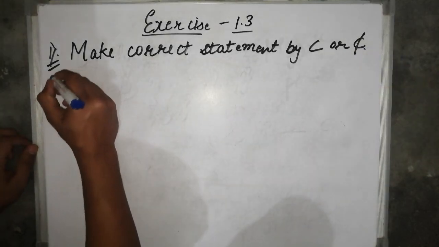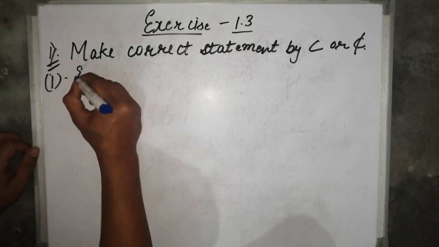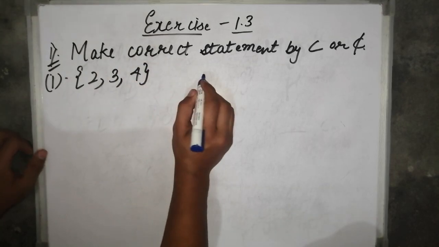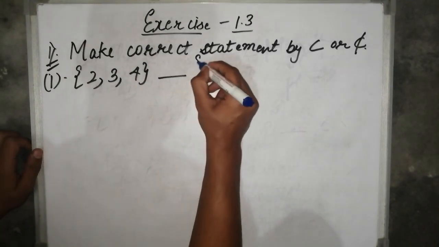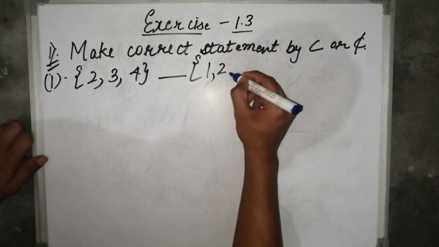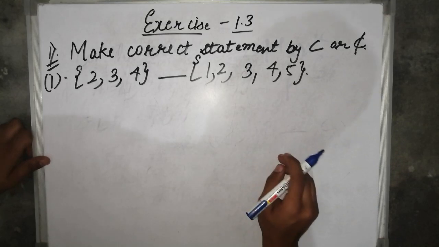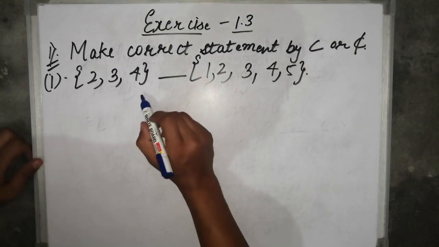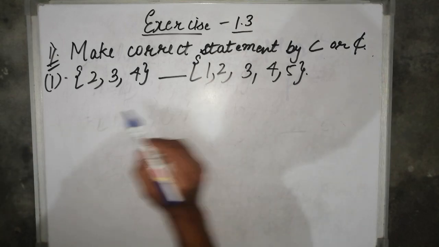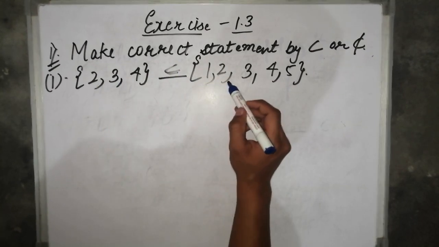Our first part is {2, 3, 4} dash {1, 2, 3, 4, 5}. So what will come in this space? Subset or not a subset? Think on it. Yes, subset will come because 2, 3, 4 are in this set as well.